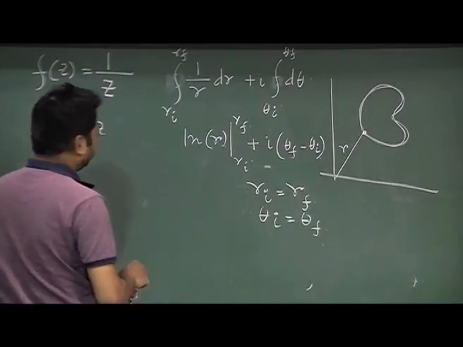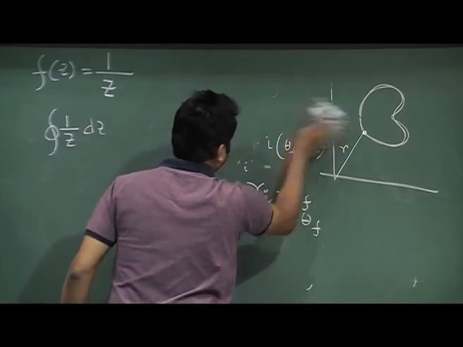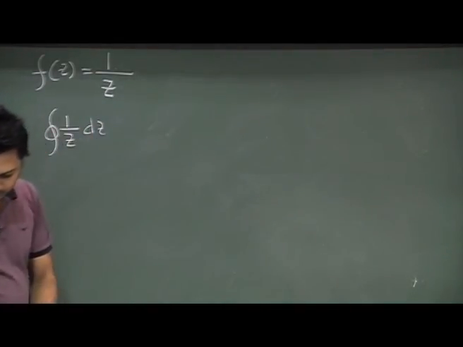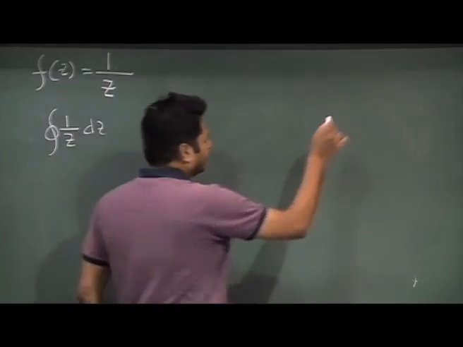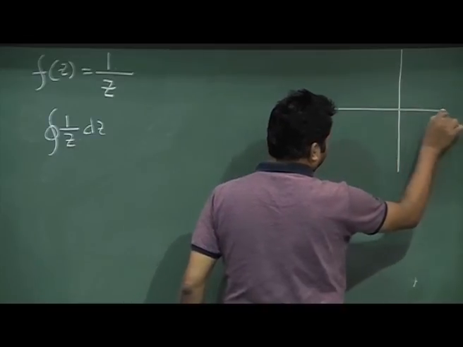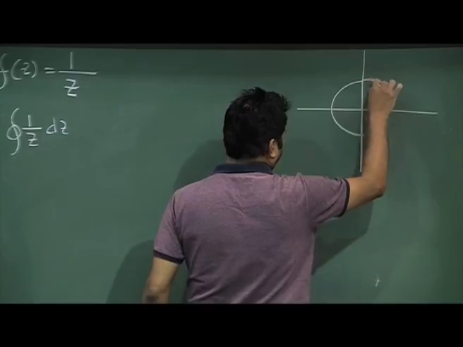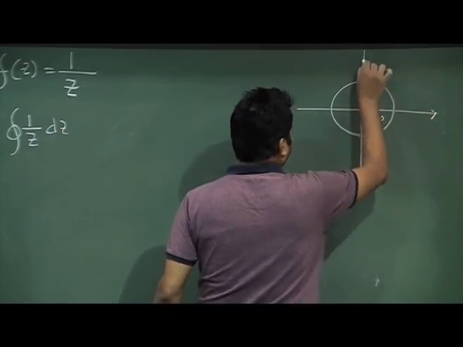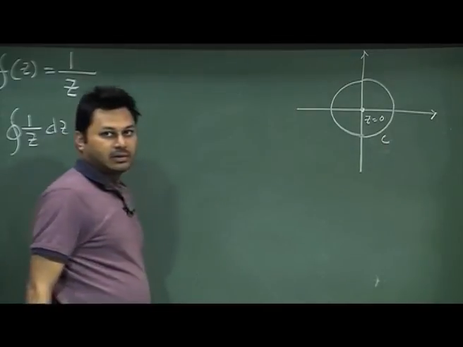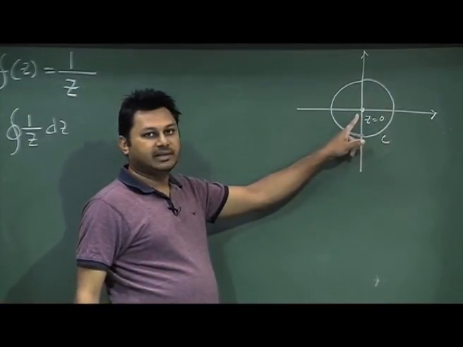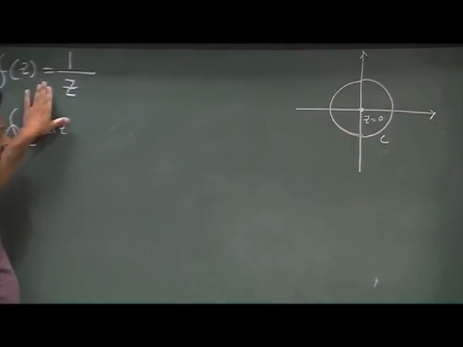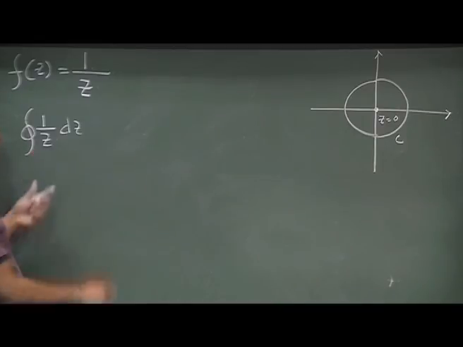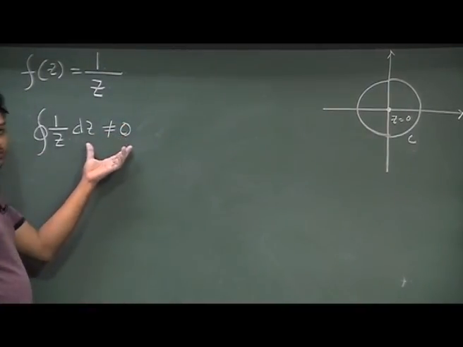Okay, I will do the same problem for another region. So let us find what we are getting. This is interesting. Let me draw the region on that side so that I need not erase this every time. So this is the region now. I am enclosing the z equal to 0 point. So this is my C. I define my C in such a way that it is encircling the z equal to 0 point. Now the function f(z), please mind it, is not analytic in this region. So the integration of this quantity obviously shouldn't be equal to 0.